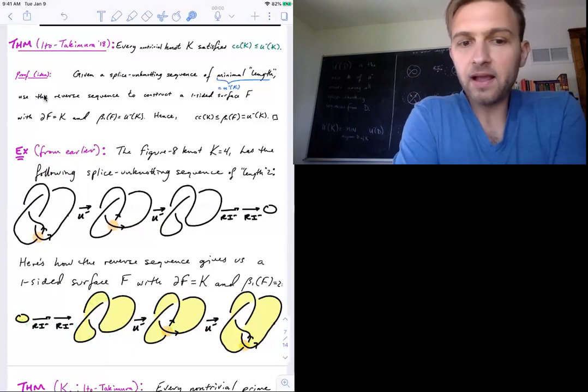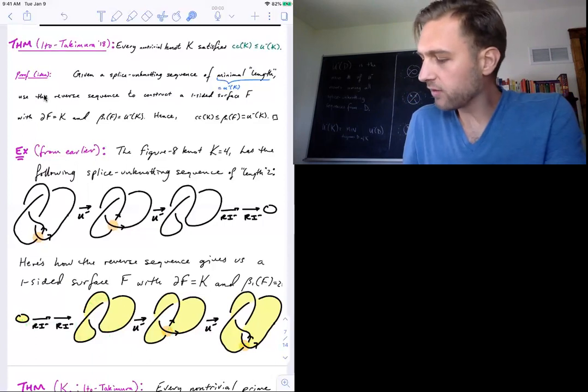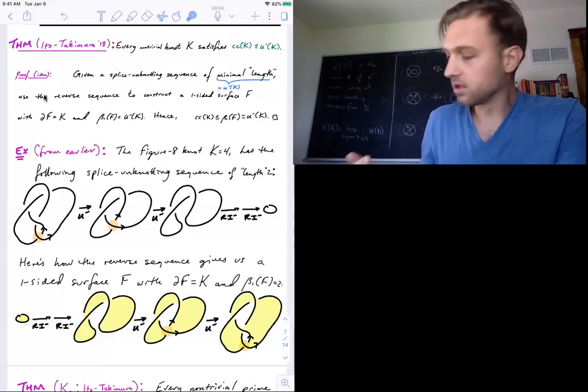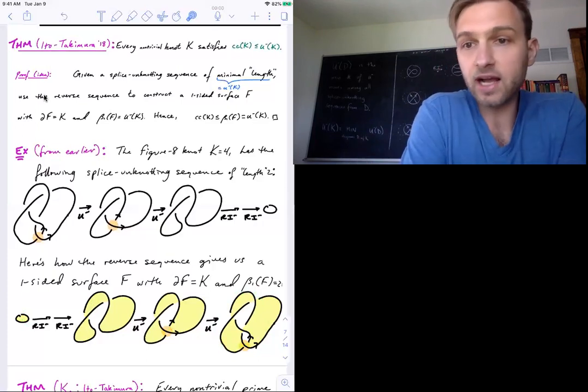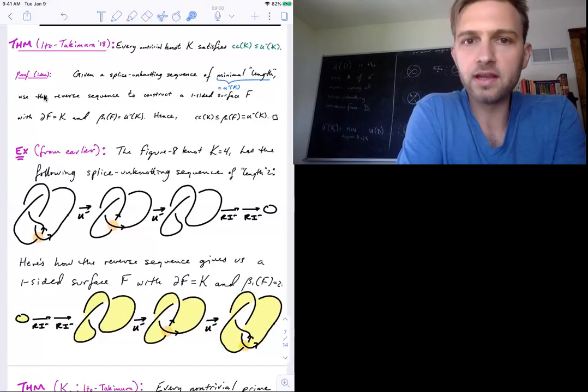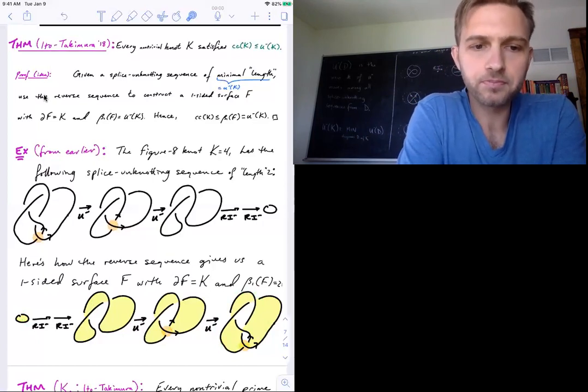So we've attached two bands corresponding to the two U minus splices, and as a result, we get a surface whose first Betti number is 2. And the reason is that if you cut along each of these bands that you attached, you get back to the disk, and the first Betti number is the number of cuts required to take your surface and turn it into a disk.